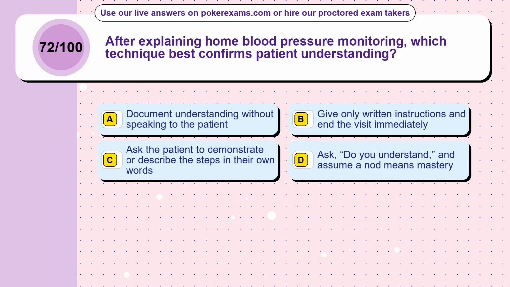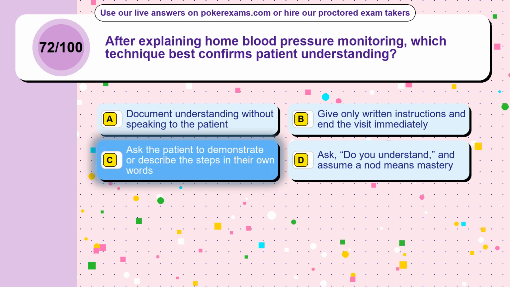Question 72. After explaining home blood pressure monitoring, which technique best confirms patient understanding? Option A. Document understanding without speaking to the patient. Option B. Give only written instructions and end the visit immediately. Option C. Ask the patient to demonstrate or describe the steps in their own words. Option D. Ask, "Do you understand?" and assume a nod means mastery. The correct answer is option C.